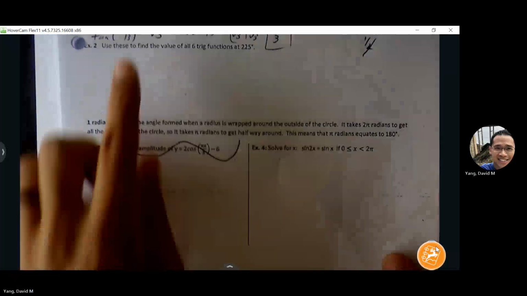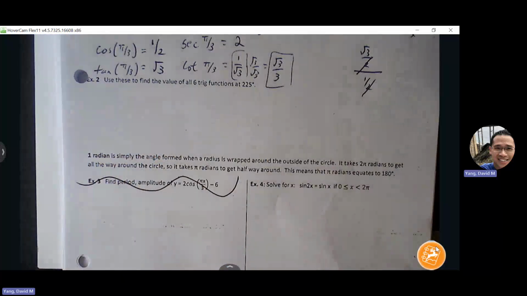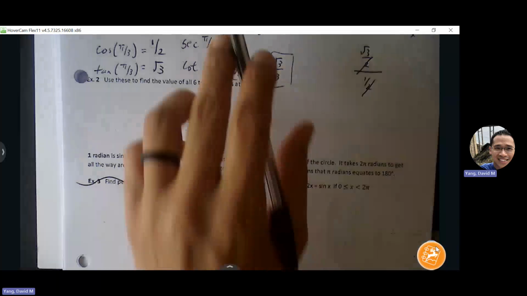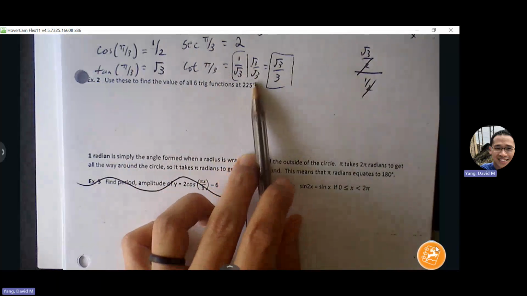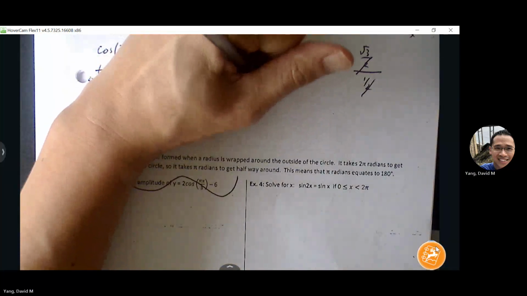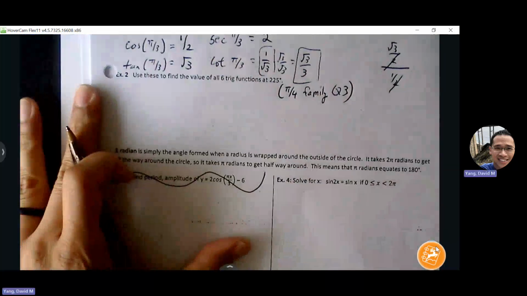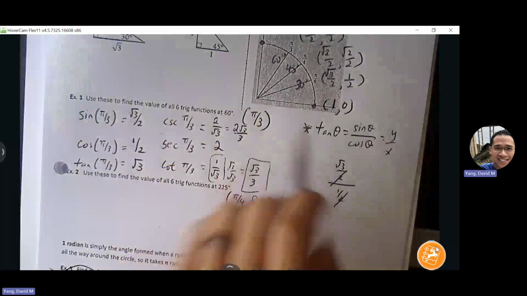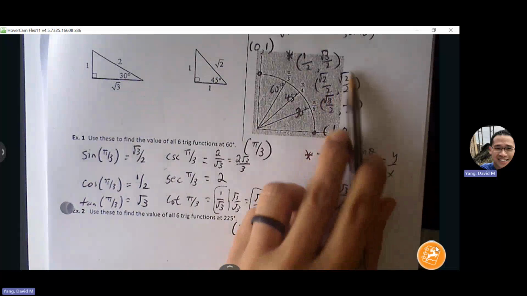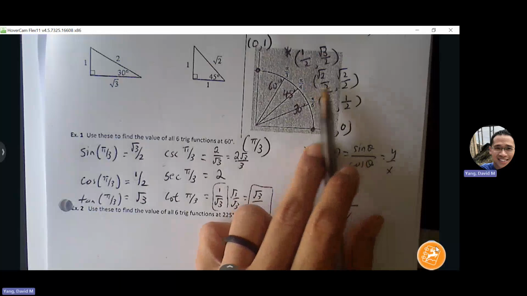So let's try going back to example 2 here. Use these to find the values of 225 degrees. So 225 degrees, that's going to be in that pi/4 family. In which quadrant? Third quadrant, right? Pi/4 family in that third quadrant. So pi/4 will just all be √2/2 and √2/2, right? This is basically it. But you know that anything in the third quadrant, both your x and y values are what? Both negative, right?